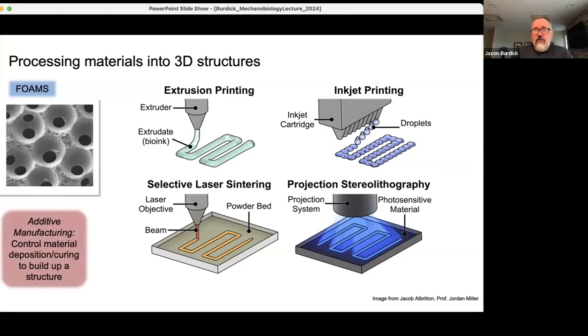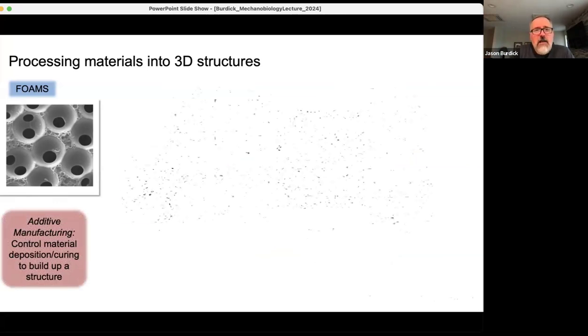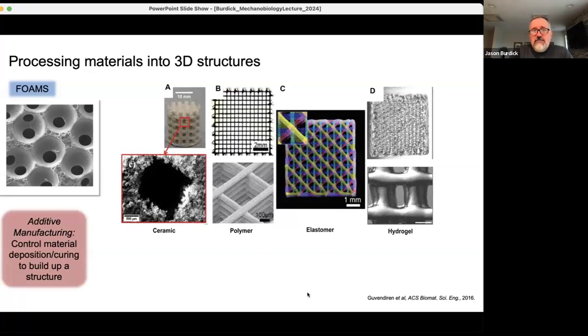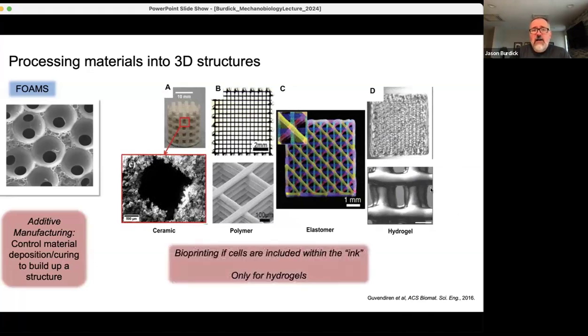Additive manufacturing really just means you're depositing material to build up 3D structures by adding that material. So lots of types of materials can be processed. So hard materials from ceramics, polymers, and then of course hydrogels, as we've been talking about. And again, hydrogels being the one that we could put cells into three-dimensional materials. We often call this bioprinting.